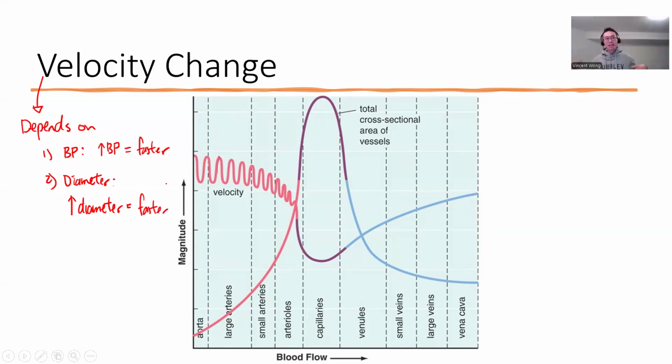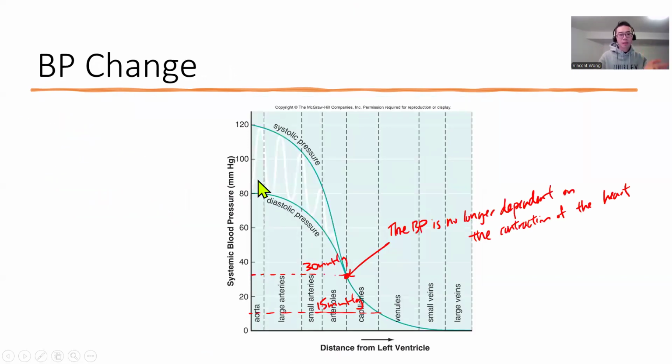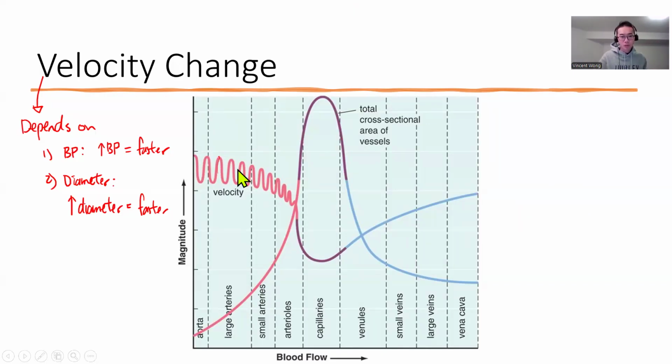If it's bigger, more lanes, then you have more space to go through, right? So in other words, if the pressure is really high and then the diameter is really big, then it's going to be able to go really, really fast. So let's take a closer look at the different vessels. Over here, we can see at the beginning, the velocity fluctuates a little bit. It goes fast and slow and fast and slow. Okay? That should not be surprising because the velocity is dependent on blood pressure. And since blood pressure fluctuates at the beginning, you would expect velocity to also fluctuate.